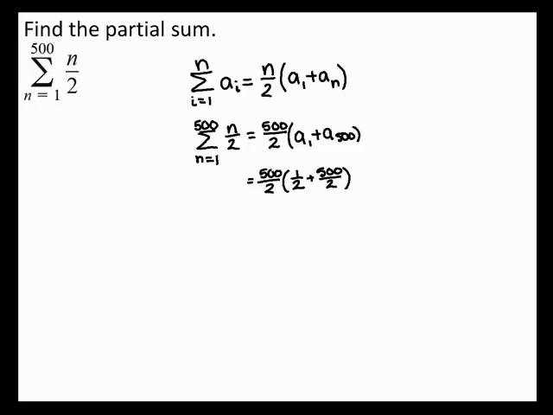Simplify 1/2 plus 500 halves. Simplify 500 divided by 2. Simplify 250 times 501 divided by 2. You find that the sum from n equals 1 to n equals 500 of n divided by 2 is 62,625.